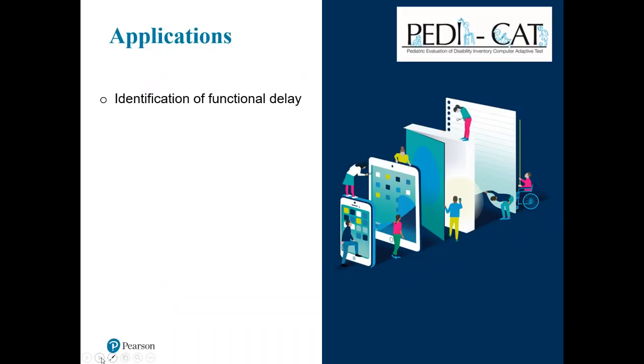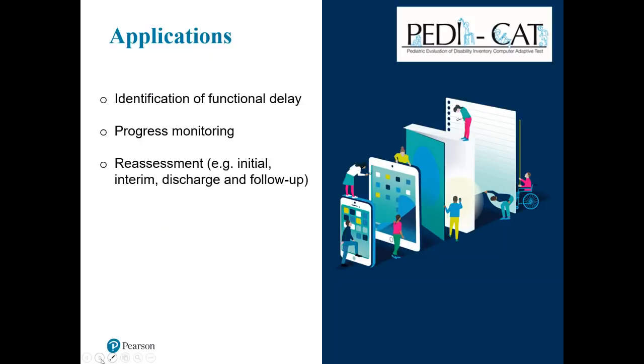Okay, so some of the applications. Now we've sort of talked a little bit about the structure of the assessments. One of the key applications is for identifying functional delay, and it really is a functional assessment. It really captures those functional skills, functional needs. So it really does help identify where there may be needs and delays or support requirements in functional skills. It's useful for progress monitoring, and that can be done in groups or individually. And for reassessment, there's no minimum timescale for re-administering the PEDI-CAT assessment. It can be administered as frequently as you require.